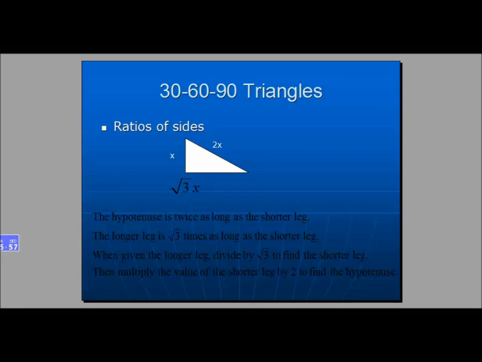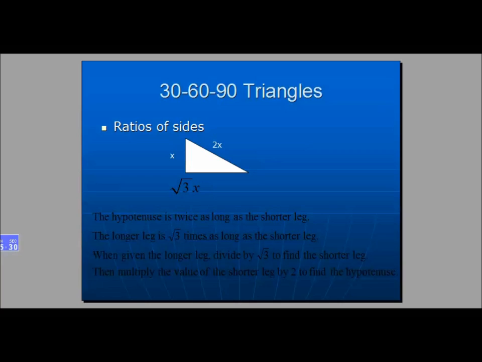Next, we want to look at 30, 60, 90 triangles. And these side lengths have a ratio as well. The side length of the shorter side, which is opposite the 30-degree angle, is x. Then the hypotenuse is twice as long, which is 2x. The longer of the 2 legs, which is opposite the 60-degree angle, is the square root of 3 times x.